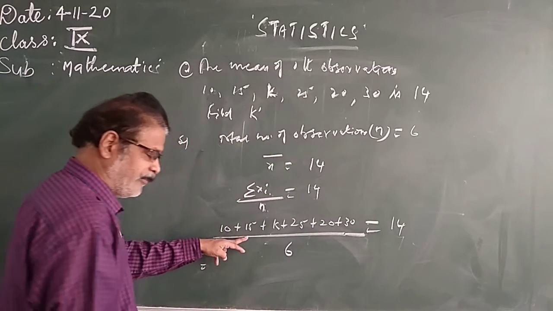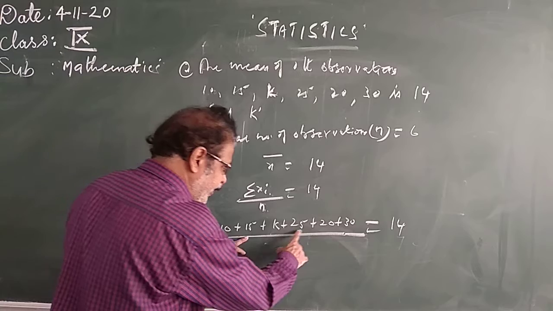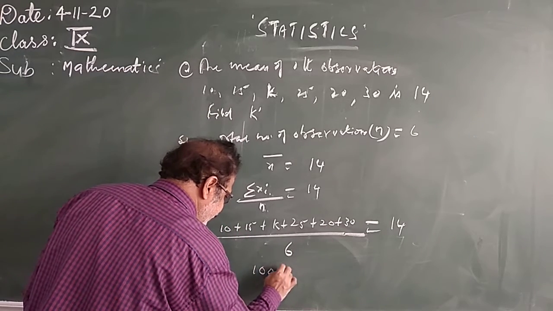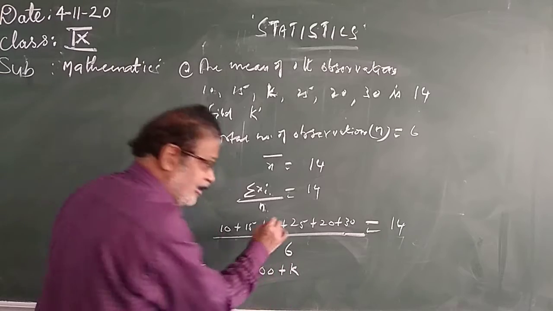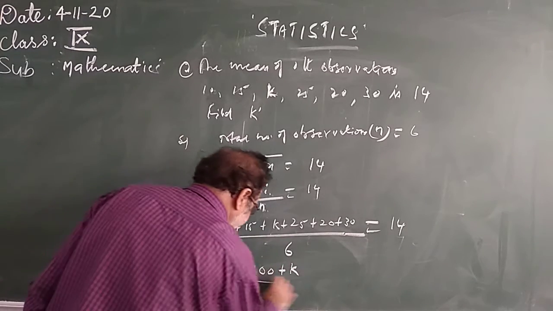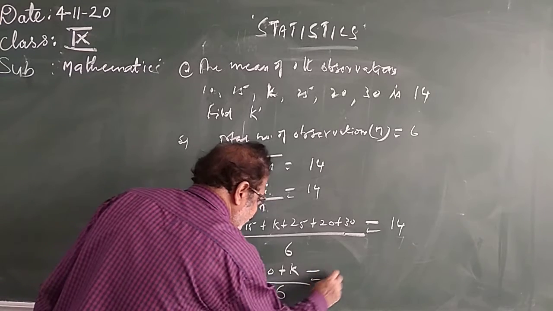Now add all these. 10 plus 15, 25. 25 plus 25, 50. 50 plus 20, 70. 70 plus 30, 100. Plus K is here. We don't know the K, the unknown value. We need to find out the K value here. Understand, children? Now divided by 6, that is equal to 14.